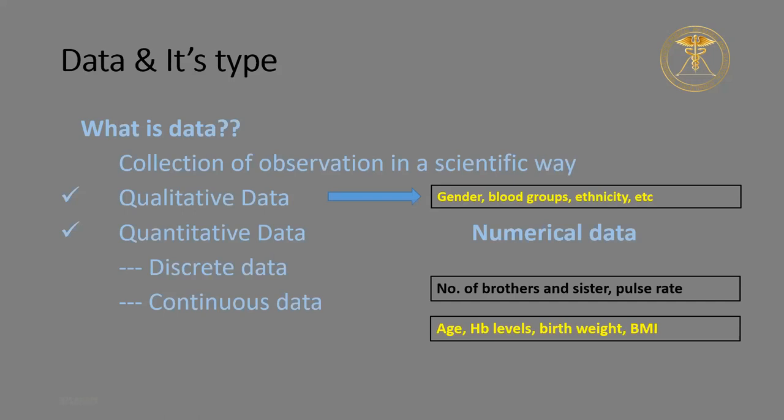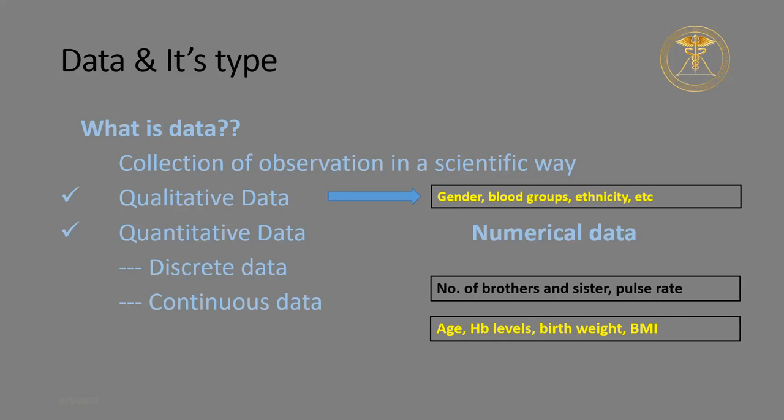So let's recall the previous concepts. What is data, what is categorical, qualitative, or quantitative data, what is discrete data, what is continuous data. If I give the overview again, all the observation in a scientific way is data. If this data is in number form, this is numerical data. If this is in non-number form, this is qualitative data. And further, quantitative data can be divided into two more types: discrete data and continuous data.